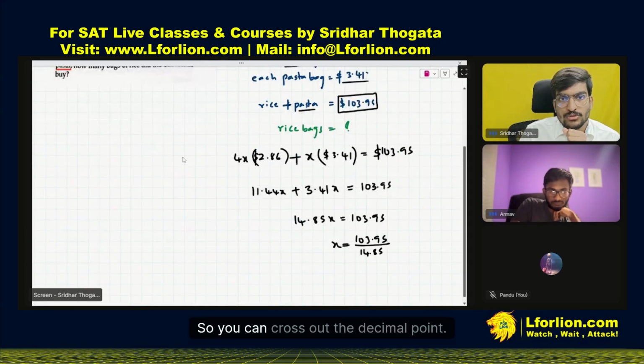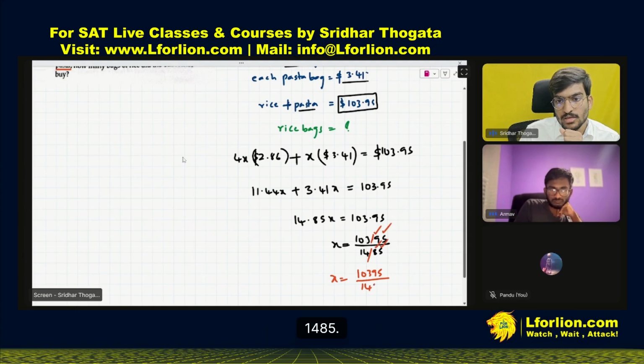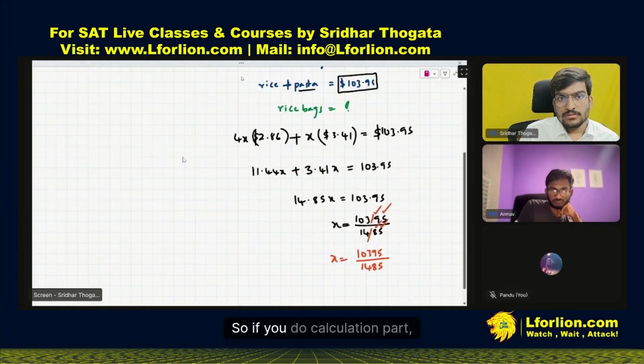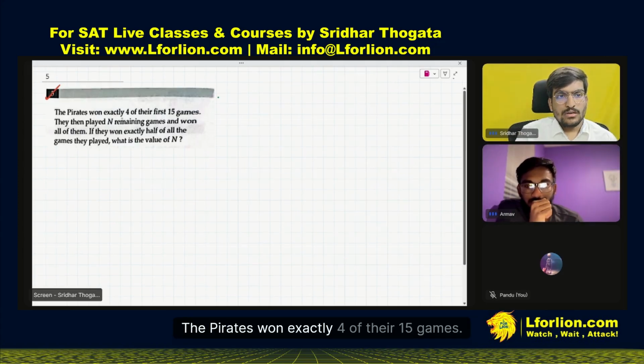So you can cross out the decimal point, because after the decimal point 2 digits are there. Here also the same number of digits are there, so you can cross this out. So you end up with x equals 10,395 by 1,485. If you do the calculation, you're going to get the x value as 7. Use your calculator.